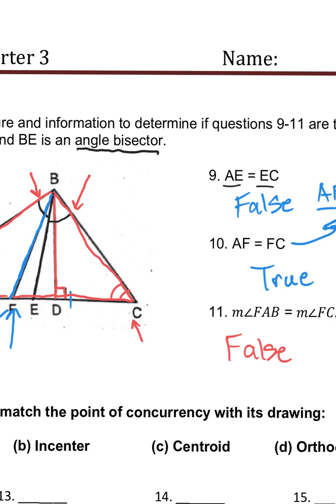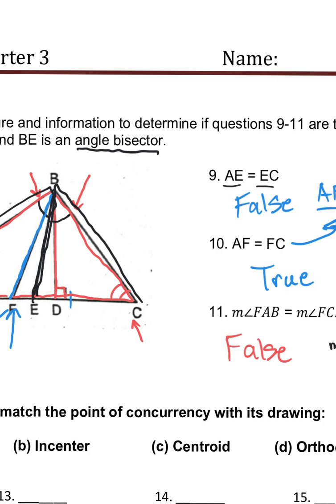We know that angle A, B, E should equal the measure of angle, well, the other angle will be C, B, E. Those angles are equal. That's all we know. We don't know anything about FAB and FCB. At least there's not enough info. So that's why we're going to say that one is false.